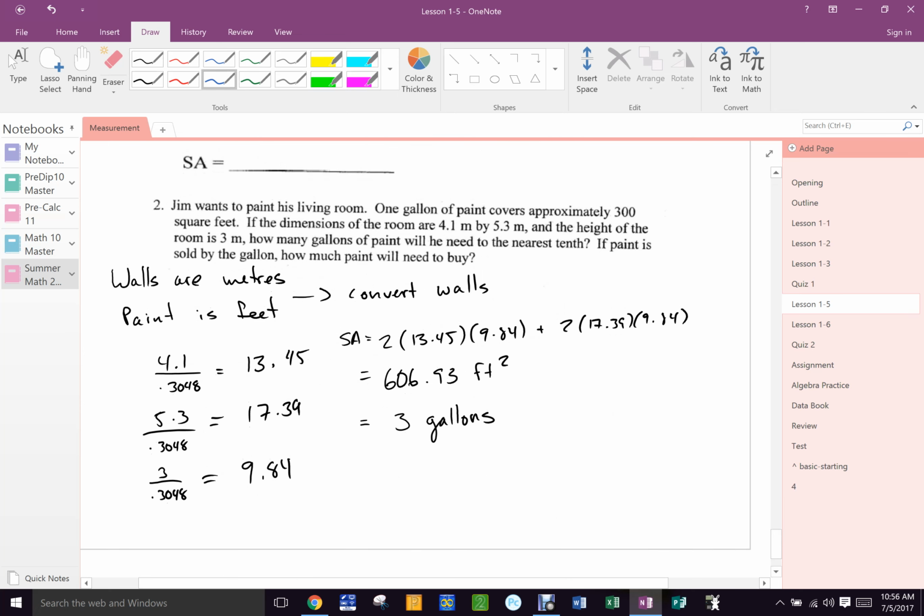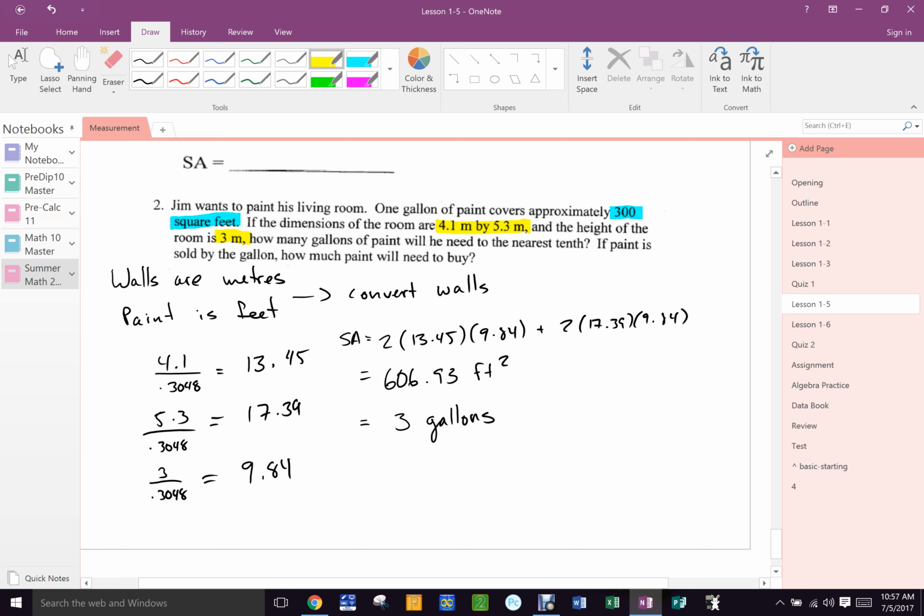Now this one was tricky because I gave you the paint covered square feet, but I gave you measurements in meters. So you had to convert them. Technically, I could give just this single question as your whole unit test, couldn't I? Because it makes you do conversions and surface area. It's like my favorite question in this whole unit. So it came out to 606 feet. 1 gallon will do 300, but you got to buy it by the gallon, so you had to buy 3 gallons.